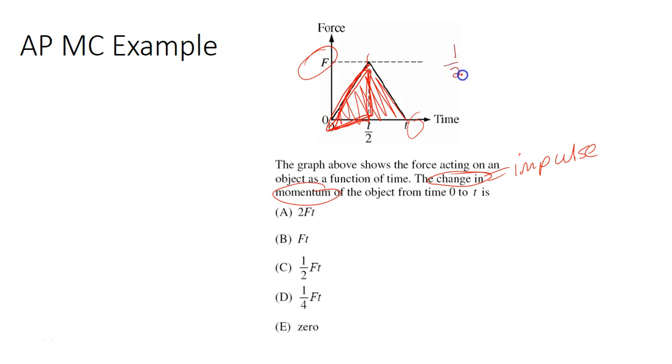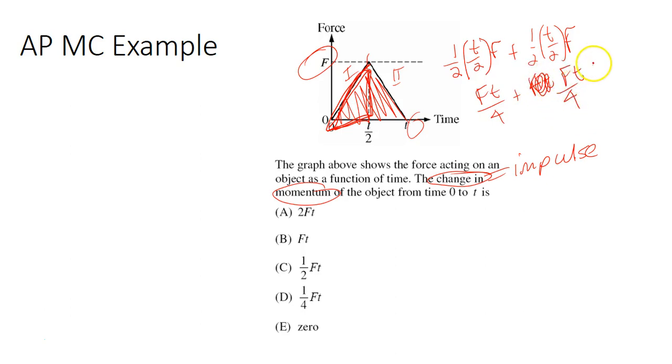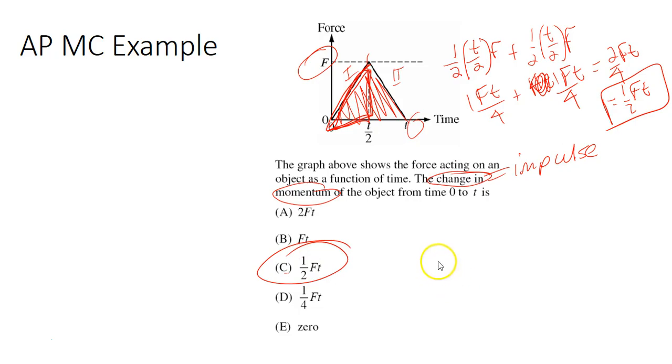So the area will be 1/2 times the base, which is t over 2, times the height, plus the second triangle, which is the same. So what happens is the 2's combine, so I get ft over 4 plus, sorry, this should be an f, ft over 4. 1/4 plus 1/4 gives you 2/4, which is the same as 1/2. The answer is that one. So that's how they can present it as an AP multiple choice example.